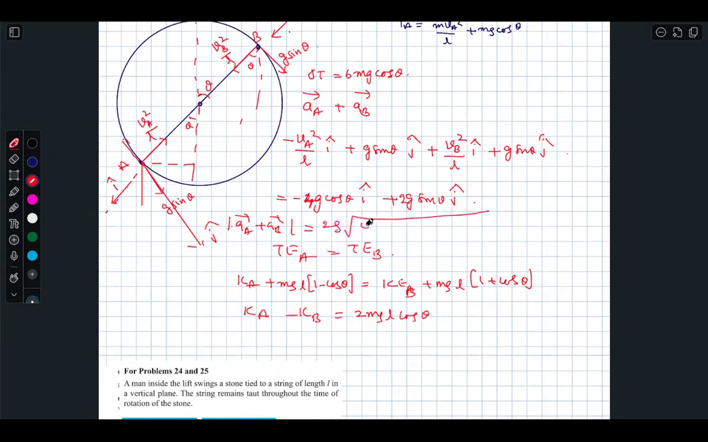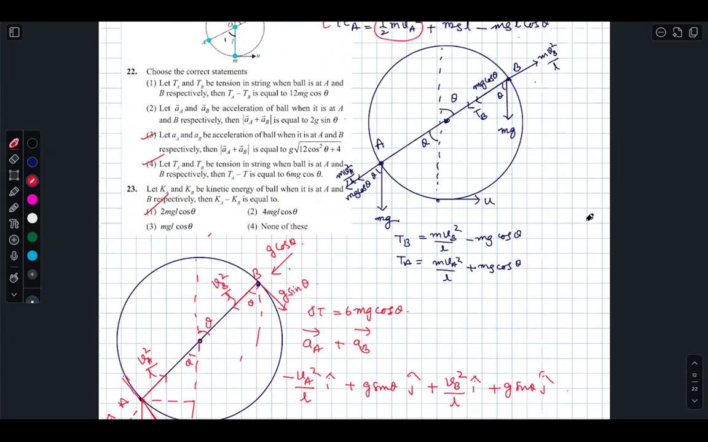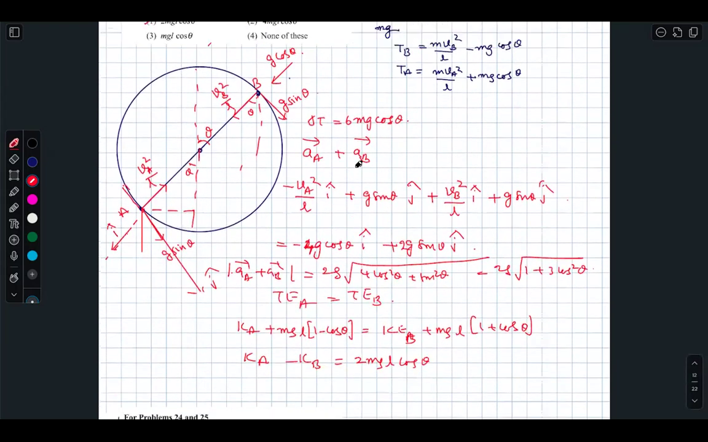So what is left is 4 cos square theta plus sin square theta. This will become 2g times square root of (1 plus 3 cos square theta). What was the answer given? Don't see that I went wrong. It is the same. You take 4 common out, you'll get the same answer.